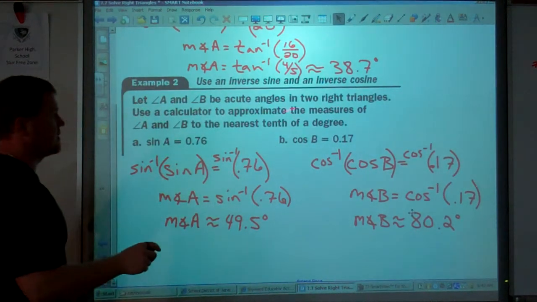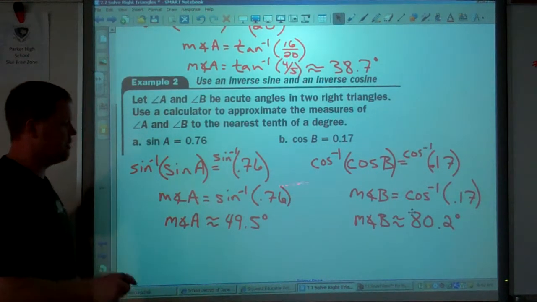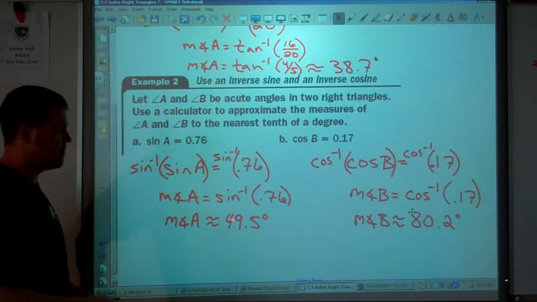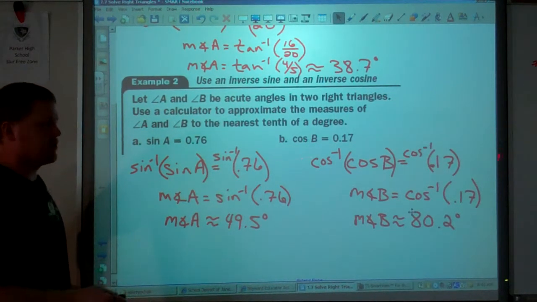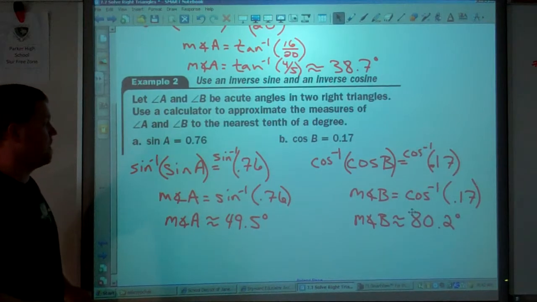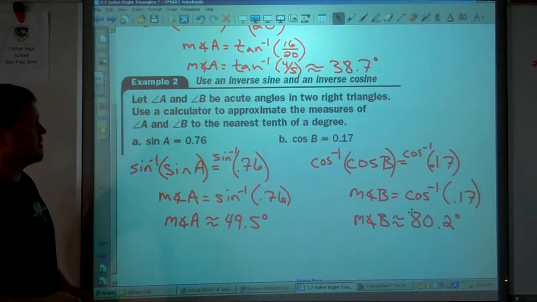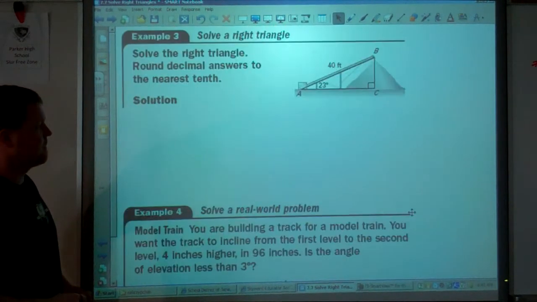Alright, and again, this set of two right triangles, so there are two different triangles, so these don't have to add up to anything special, because there were two separate triangles. Alright, so, questions with that one?